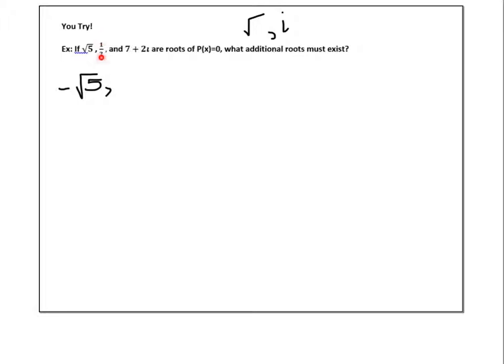And then our next one is 1/2. Well, 1/2 isn't under a radical, and 1/2 doesn't have an i with it, so it's just like we pretend this doesn't exist. There is no additional root for that one, and that's the one we could have gotten picked up on. Now we then have 7 plus 2i. Well, that has an i with it, so there is an additional root. So if this one starts off as 7 plus 2i, the other one is 7 minus 2i. And there are your 2 additional roots.